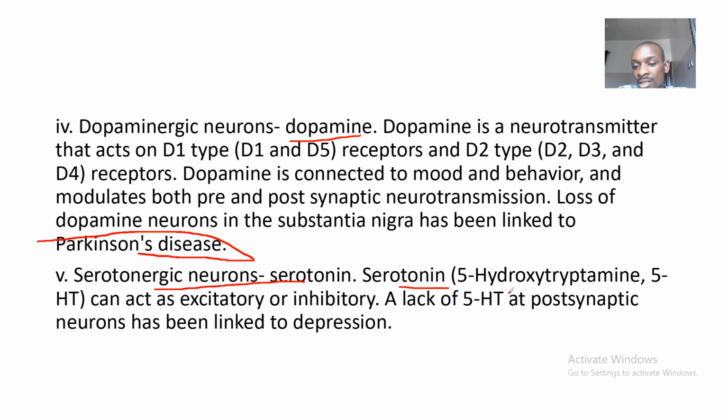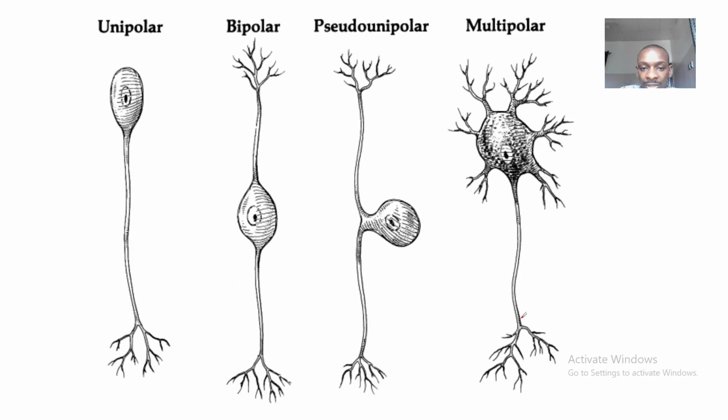Then how about the serotonergic neurons? This is serotonin. It's also known as 5-hydroxytryptamine. And this can act as excitatory or inhibitory. A lack of 5-hydroxytryptamine at postsynaptic neurons has been linked to depression.